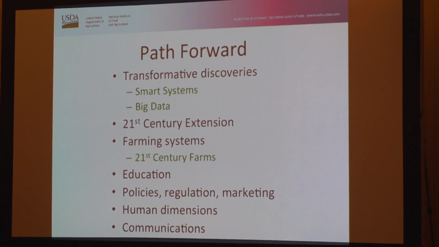We're going to be in deep trouble here with all the internalities and externalities. There is a path forward, and this path forward includes everything from transformative discoveries, such as the omics revolution that we've had, and in smart systems and big data and things like that, the enabling of our ability to ensure nutritional security is possible.